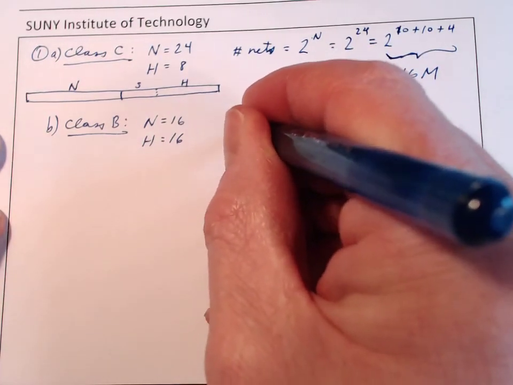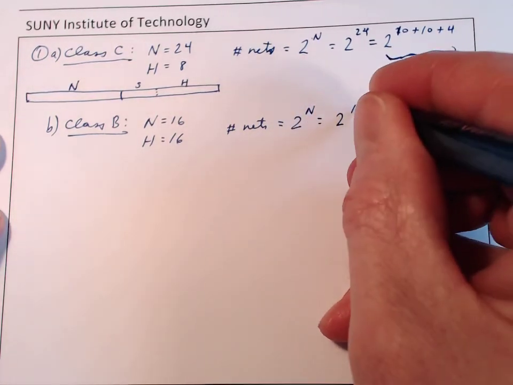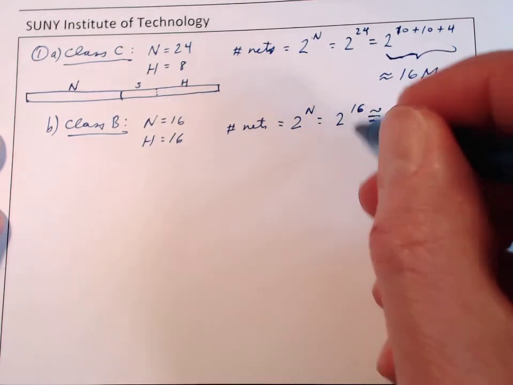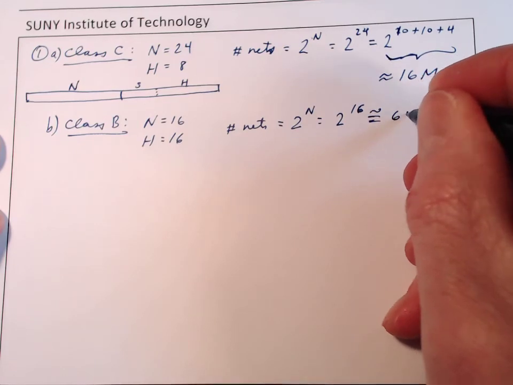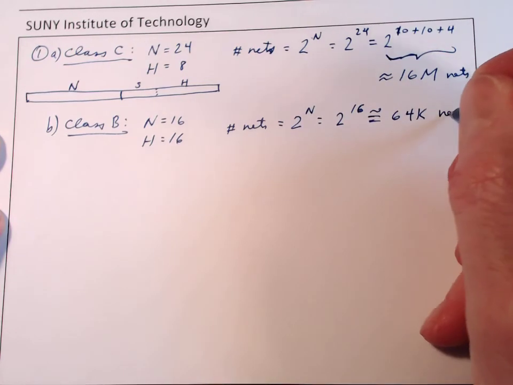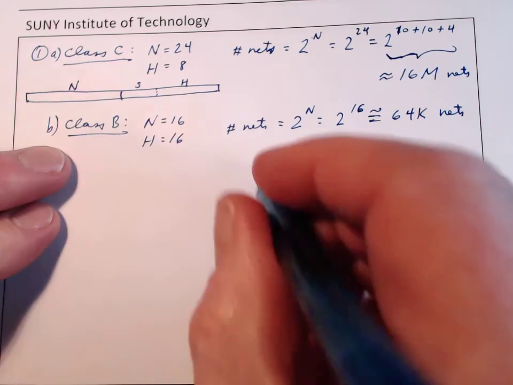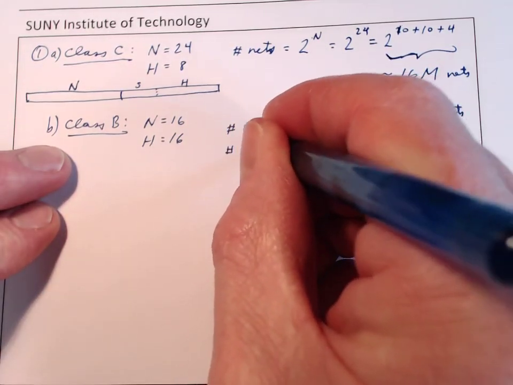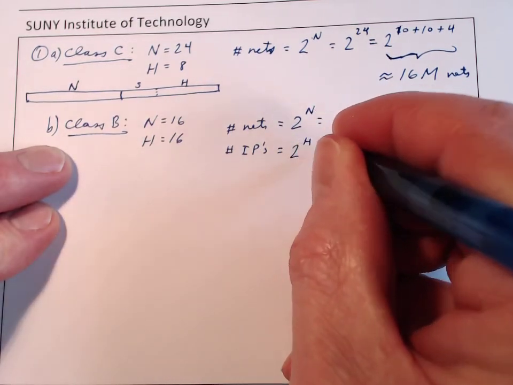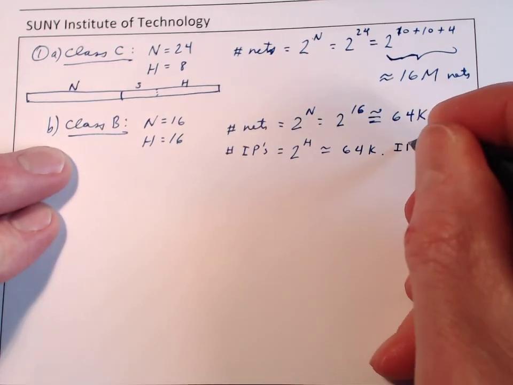And so the number of nets here is 2 to the n again, or 2 to the 16th, which is about 64. 2 to the 6th is 64, 2 to the 10th is about 1,000, so it's approximately 64K networks. Okay, 64,000 networks of size Class B. The number of IPs in each of those networks is 2 to the H, which is also 64,000.